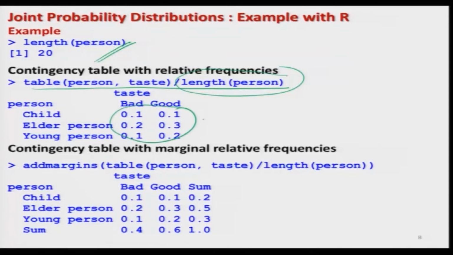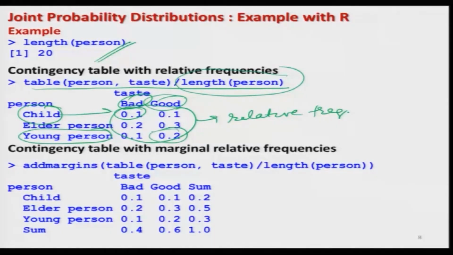So, these are the values of relative frequencies, and the interpretation is exactly in the same way as we did earlier, right. The relative frequency of the number of children who are saying that the taste is bad is 0.1, that the number of young persons who are saying the taste is good, this relative frequency is 0.2 and so on.